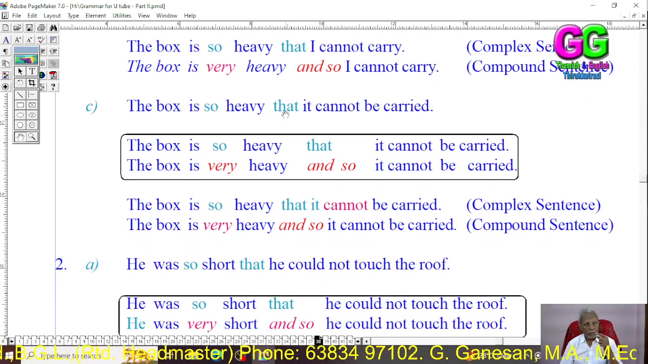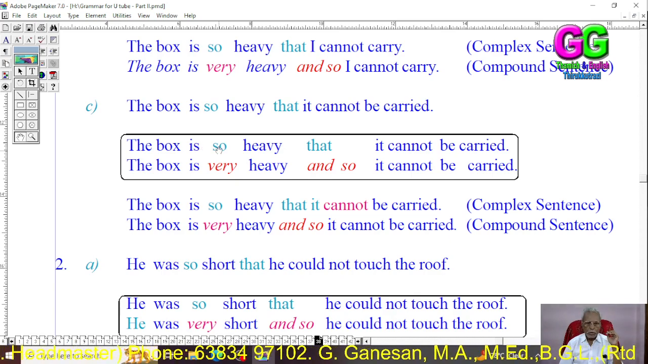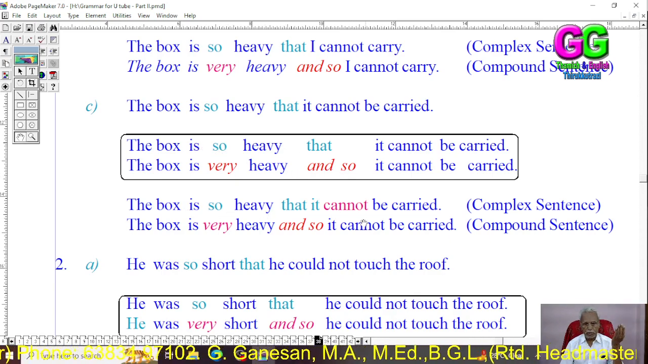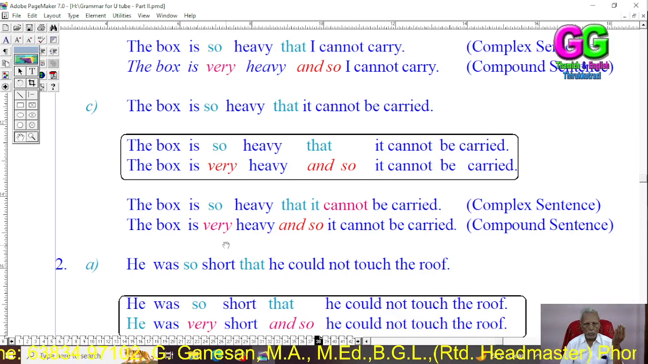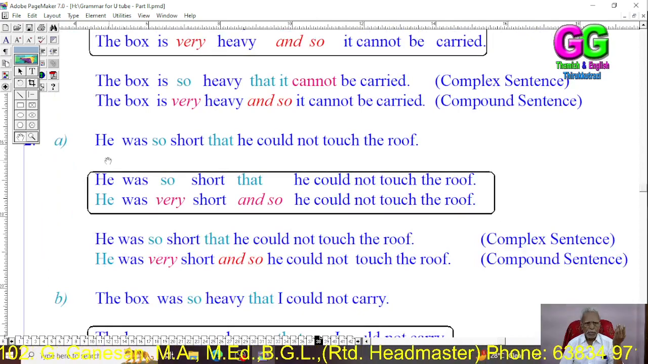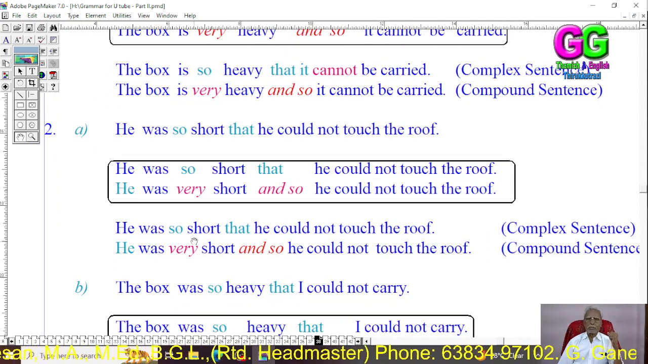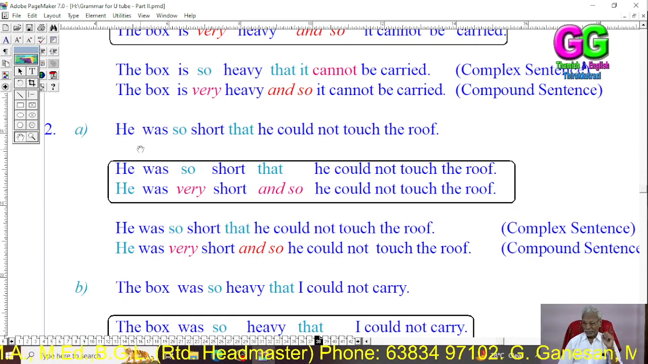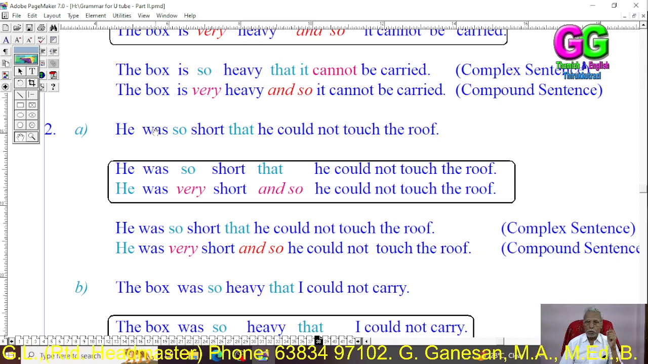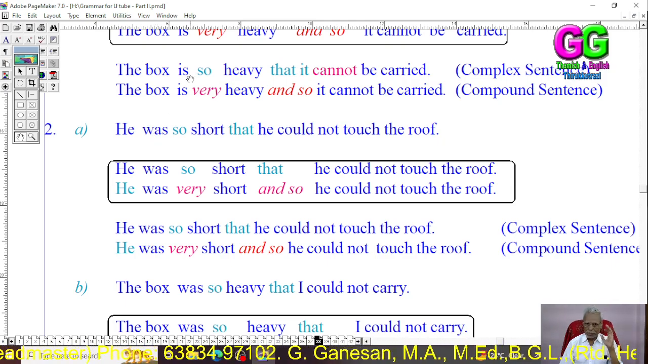I have explained the reasons in the previous lessons. I have already explained, so "very... and so". The box is so heavy that it cannot be carried. The box is very heavy and so it cannot be carried. Here, dear students, I have repeated the same three kinds of sentences, but here I have used the past be verb "was".